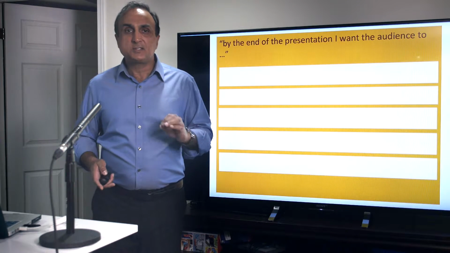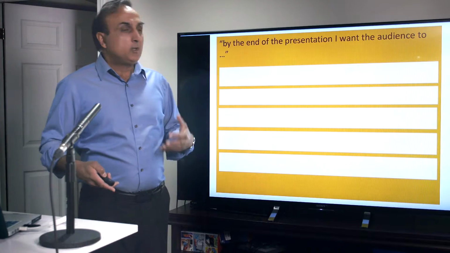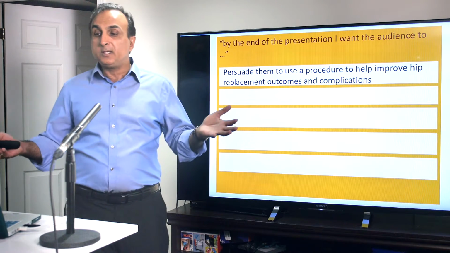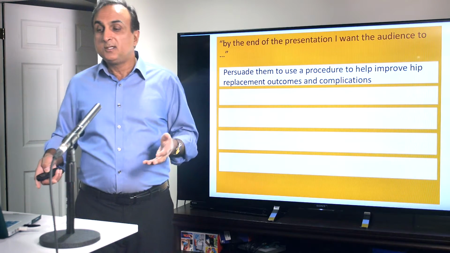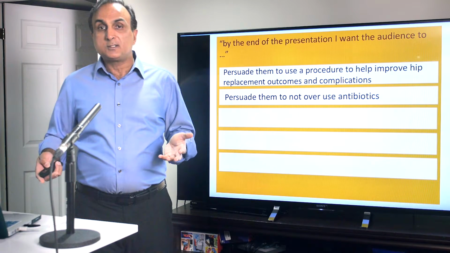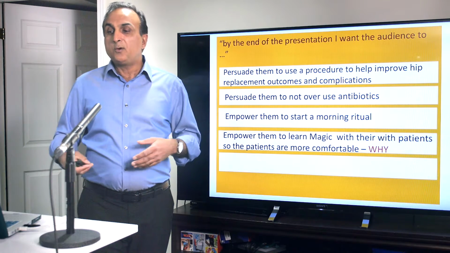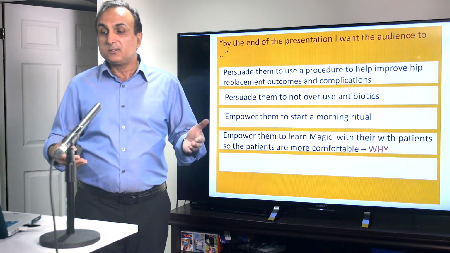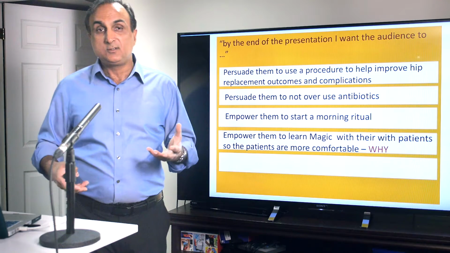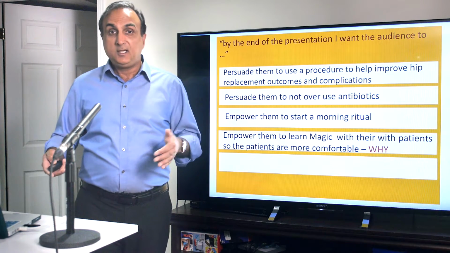So here are some specific examples of what I'm talking about. Answering the question, by the end of the presentation, I want to persuade the audience to use a procedure to improve hip replacement outcomes and minimize complications. Or, at the end of the presentation, I want to persuade them not to use antibiotics as much, or empower them how to start a morning routine, or empower them to learn magic with their patients so that their patients are more comfortable. I mean, that's the why when I do my presentations. Why do they need to learn magic? That's the question I make sure that I've asked and addressed.